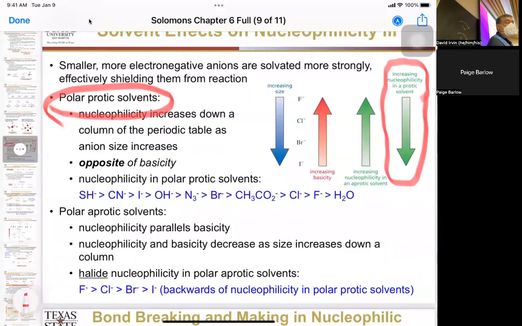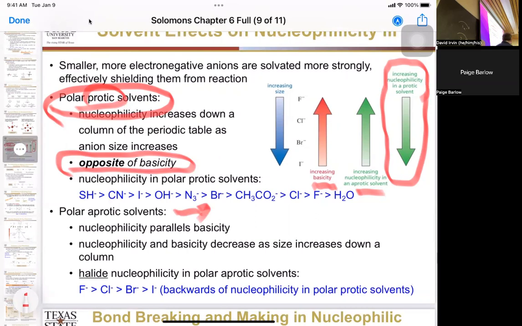But if we look at increasing basicity in aprotic solvents, they are always parallel. Basicity and nucleophilicity in aprotic solvents follow the same trend. But the one that's opposite of basicity is protic solvent, so we want to look at that really strongly. Now, in the case of polar aprotic solvents, that means we just look at basicity.